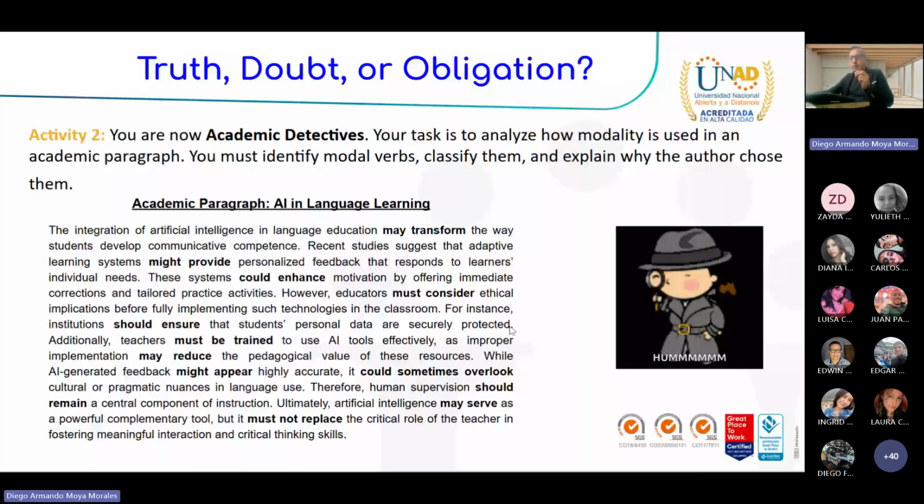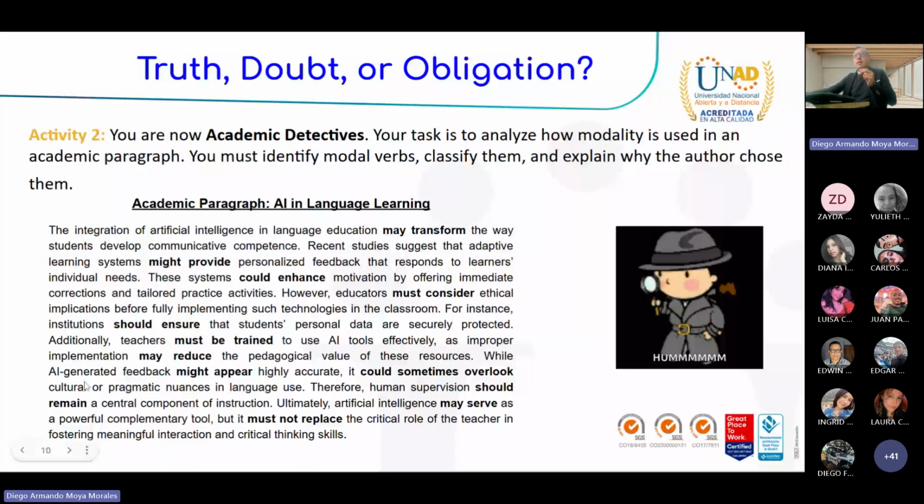Additionally, teachers must be trained to use AI tools effectively, as improper implementation may reduce the pedagogical value of these resources. That is a very big duty that we have these days. As educators, we have to teach other educators to properly use the AI tools, all right? They are very helpful, but we have to use them in the correct way. Okay, let's continue.